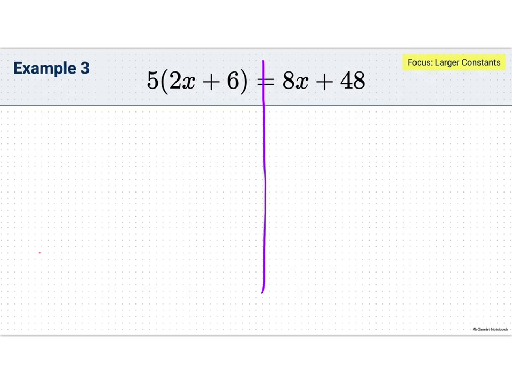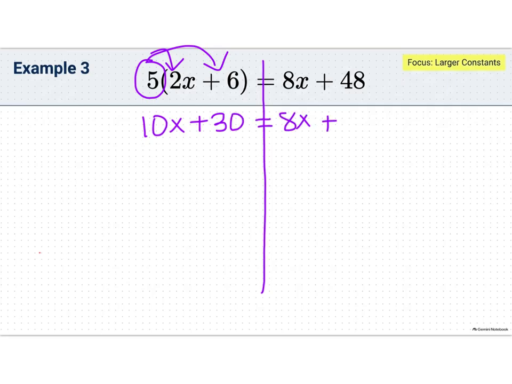Okay, example 3. Another distribution. So multiplying 5 times 2x and 5 times 6. So 5 times 2x is 10x. 5 times 6 is 30. And then the 8x plus 48, I don't have any distribution, so I'm just going to leave it as it is.